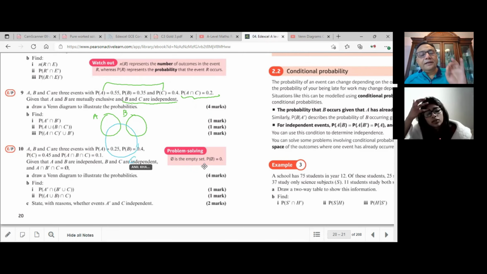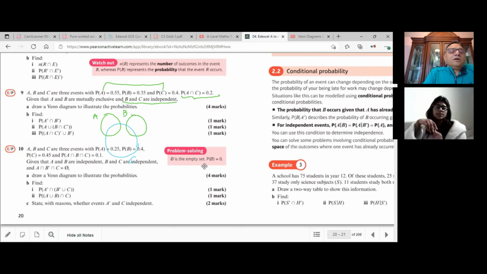Independent basically means that the probability of B and C is the product of their individual probabilities. Now, when they say B and C are independent, because they haven't mentioned A, you don't have to put C on the right-hand side of B and leave A completely out. You have to put a general case to begin with. So that is independent. So draw a Venn diagram to illustrate the probabilities.